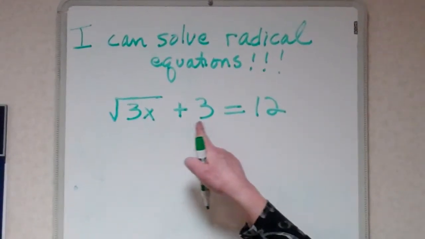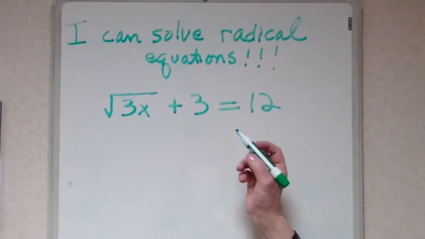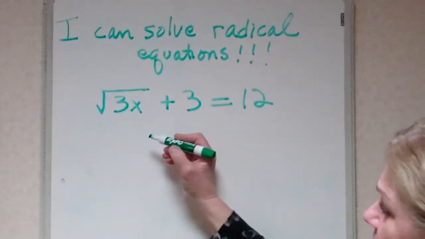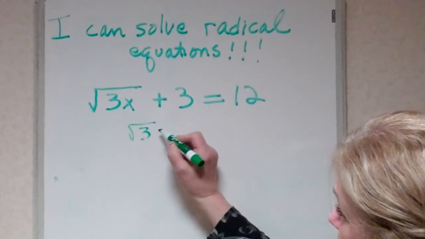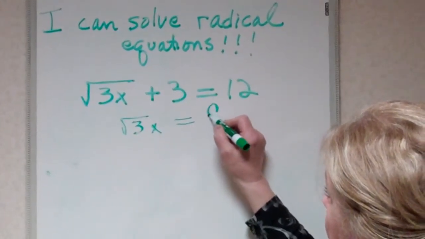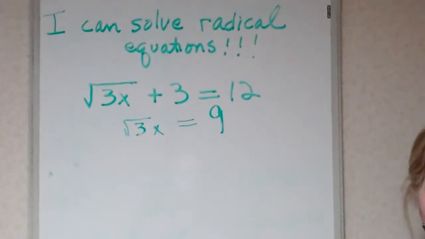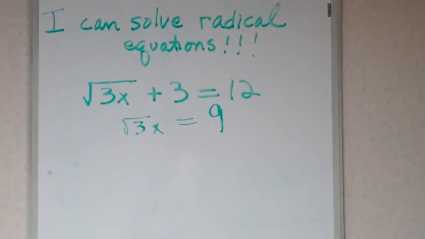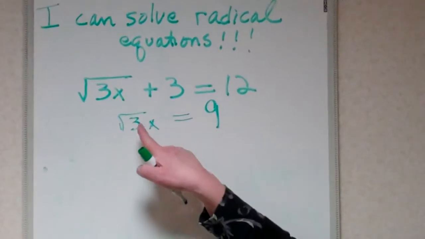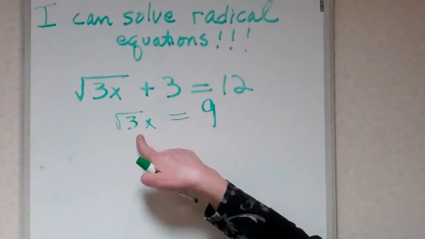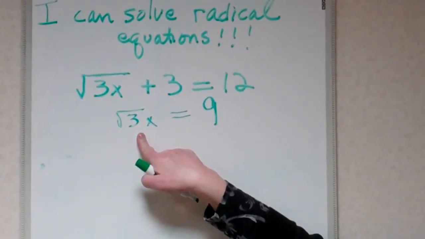So what do we have to do here? We have to subtract the 3. After we subtract the 3, we get the square root of 3x equal to 9. Now, what you're going to see here is getting that square root of 3x to just 3x. So my index number here is 2. I'm taking the square root of 3x.